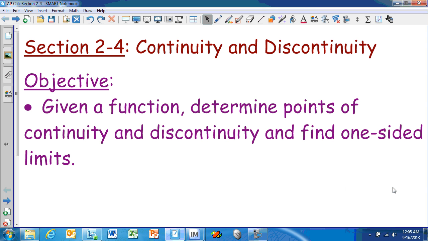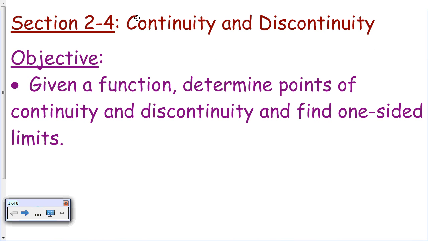Section 2-4, continuity and discontinuity. The objective of this section is, given a function, determine points of continuity and discontinuity, and find one-sided limits.